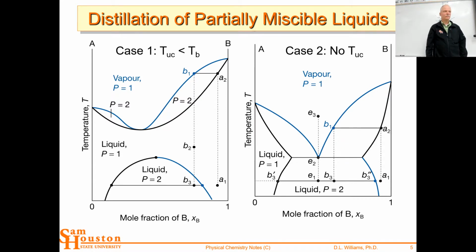And we can use the lever rule to see how much B is in there. Yeah, and so one of those layers is going to be pretty small. The B-rich layer is most abundant, and the A-rich layer is way over here, and it's a very small layer because of the lever rule.